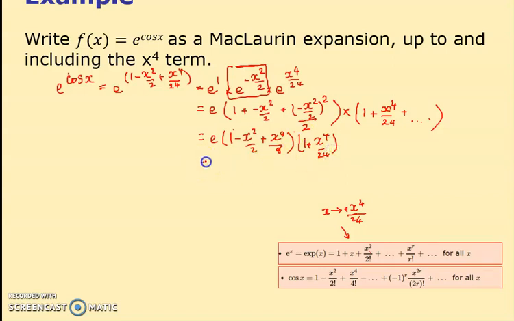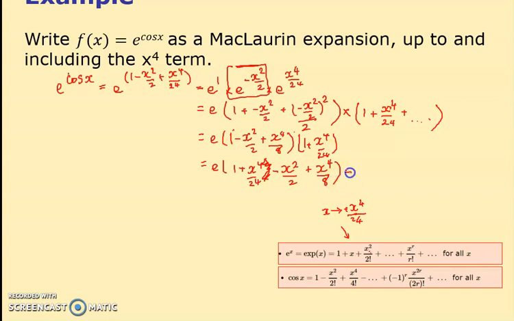So I don't want you to multiply all these terms out. I want you to say to yourself which ones will give me an answer which doesn't break the x to the 4 rule as a maximum power. So obviously the 1 times both of them works: 1 plus x to the 4 over 24. Now the x squared over 2 times the 1 will give me a term. But also the x to the 4 over 8 times the 1 will give me a term.